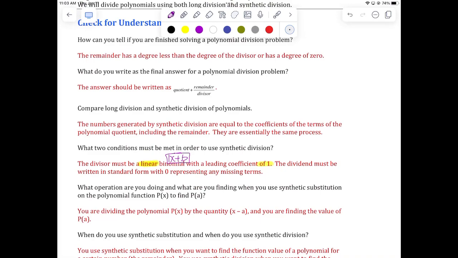What operation are you doing, and what are you finding when you use synthetic substitution? Well, we already said that. You're dividing p of x by x minus a, but you're also finding the value of p of a. They mean the same thing, right? You're finding the result when you do p of x divided by x minus a, and the result is written in this format. But you're also finding p of a.